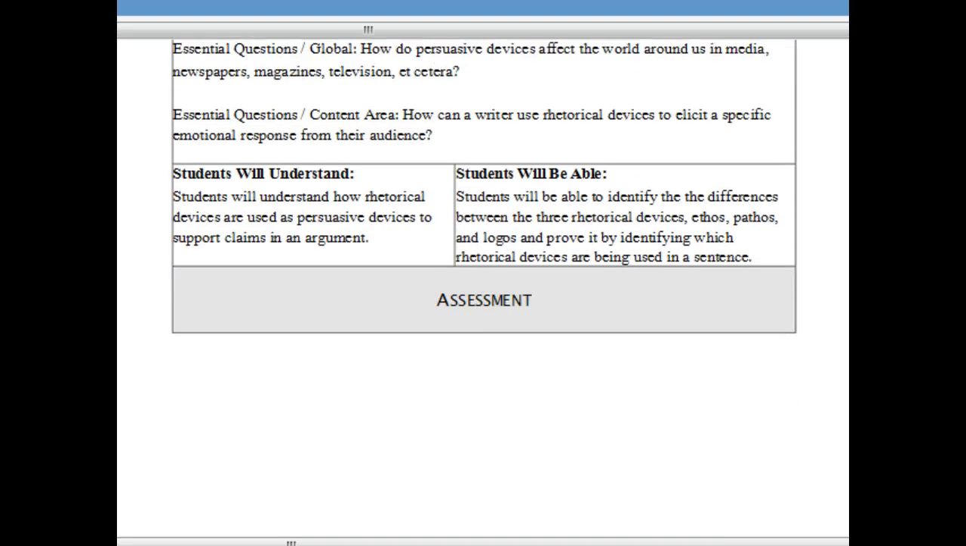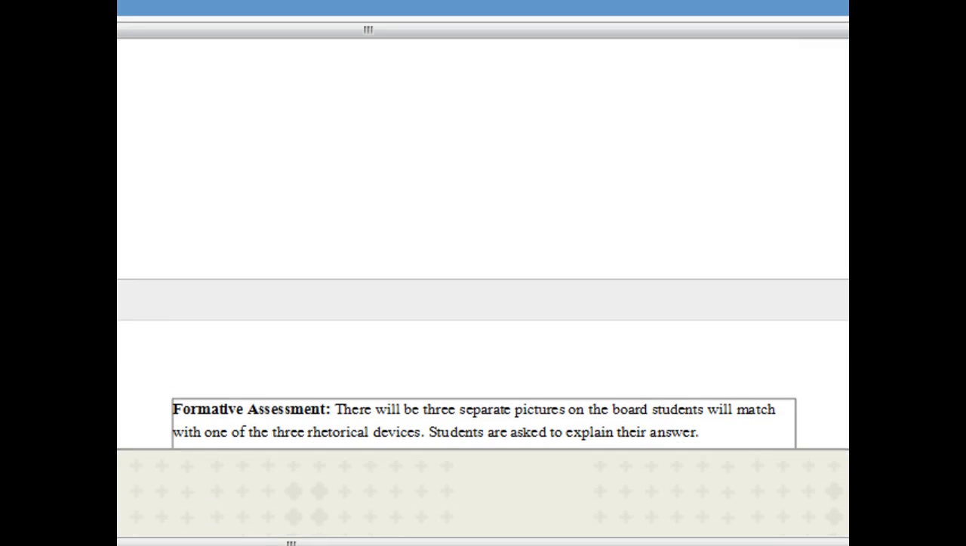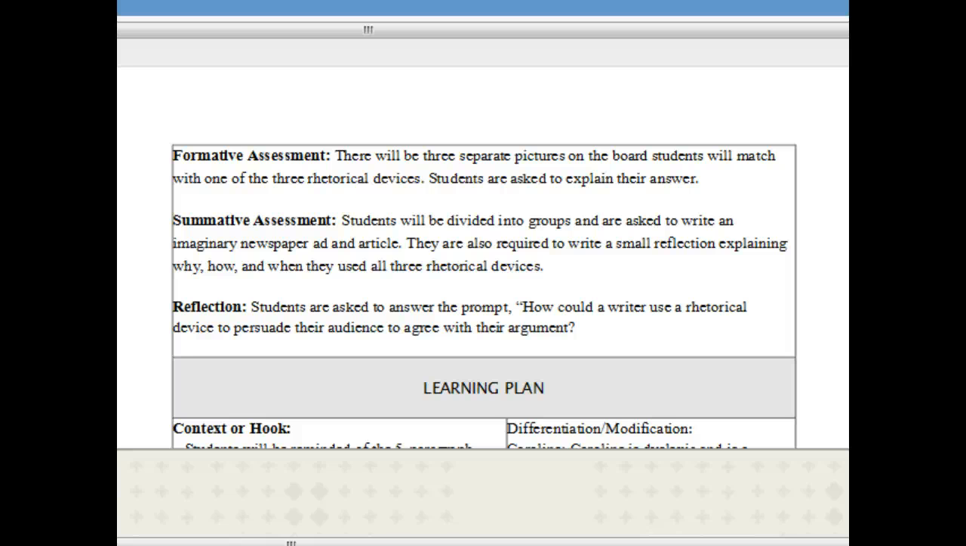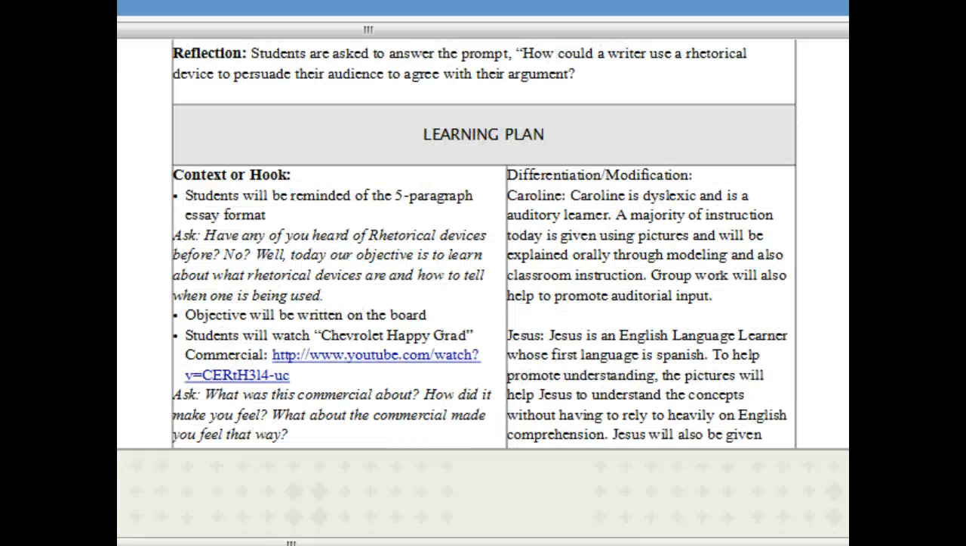Okay, so moving down into the assessment area. So your formative assessment, there'll be 3 separate pictures on the board and students will match with one of the 3 rhetorical devices and be asked to explain their answer. So your formative assessment sounds like it's verbal. And then your summative assessment, a little more formal and written. So that's probably a good idea. Great. All right. Look at you and your differentiations already. Holy cow, girl. Nice work. Way above and beyond. I really appreciate that.